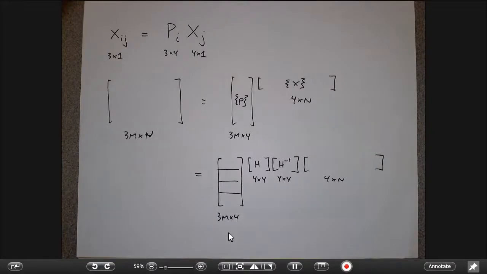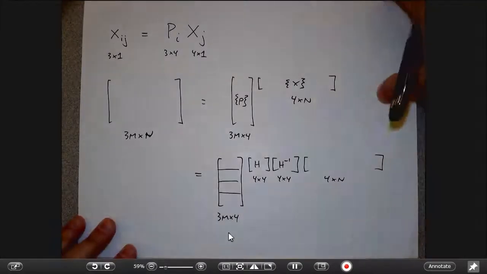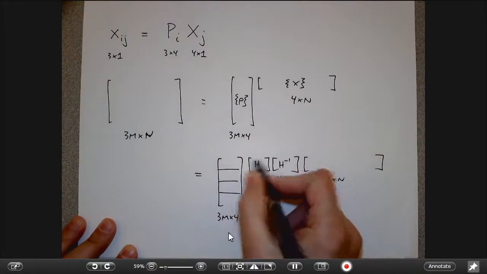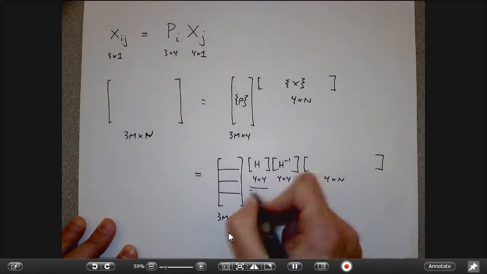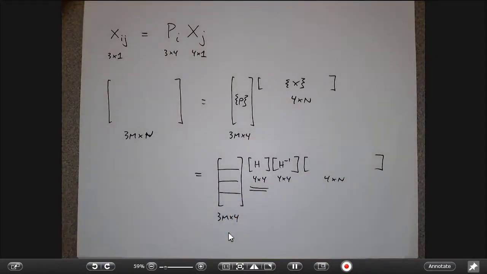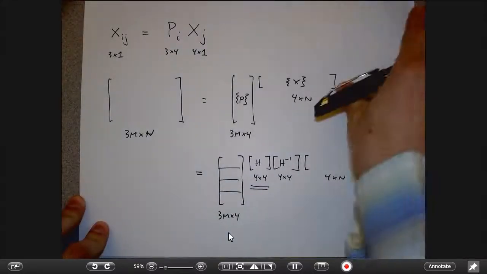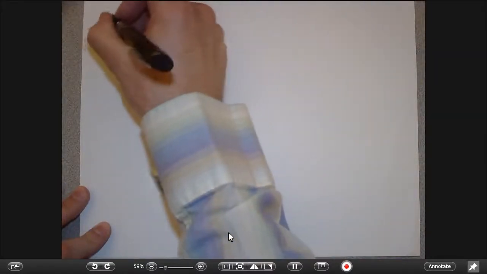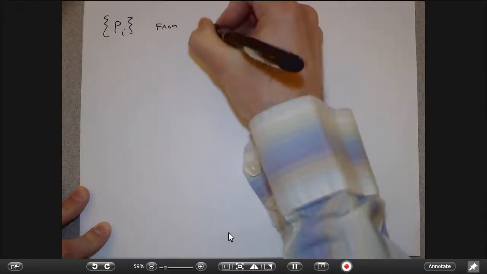So that's the setup, okay? So how do we actually go about resolving a good H that will solve our problem, okay? Well, to make this a little bit more precise, let's say that I got the set of cameras from projective reconstruction.